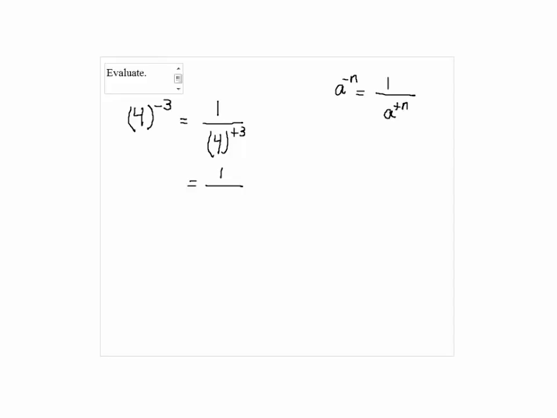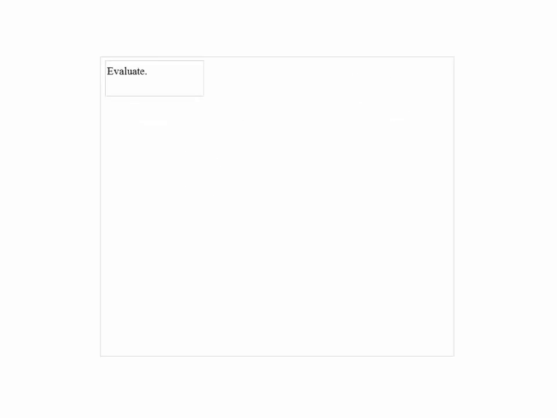So it would be 1 over 4 times 4 times 4, which is 1 over 64.